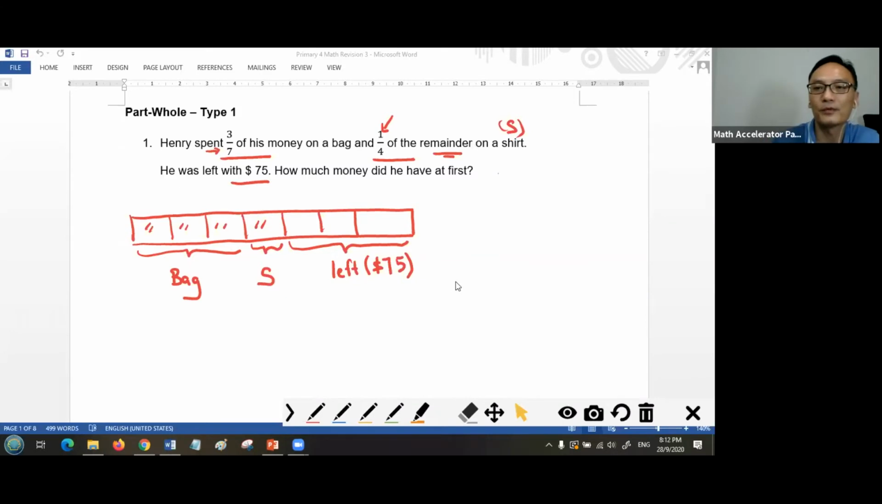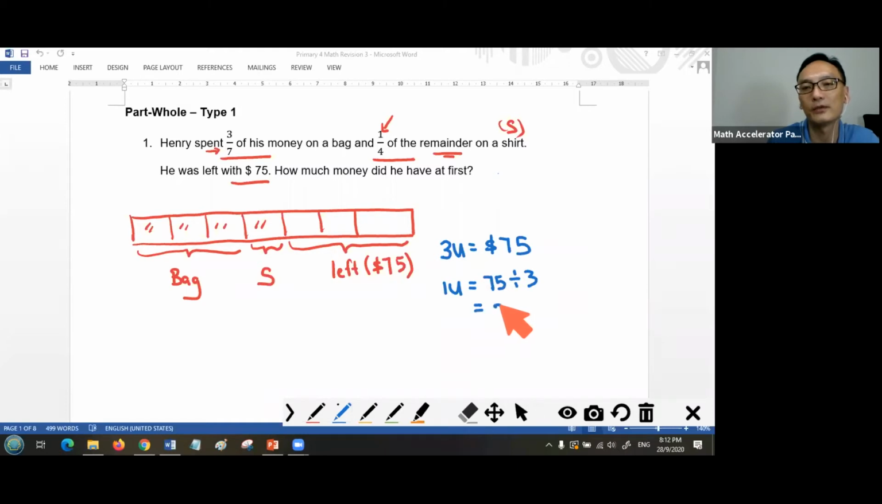Right, so before we can do that, what's the first step? Can you tell me? Oh, Justin's completed. Dira has completed. So we take 3 units. It will give us $75, right? Then we're going to solve to find 1 unit. So how are we going to solve for 1 unit? We take 75, divide by 3, right? And then we will have $25.